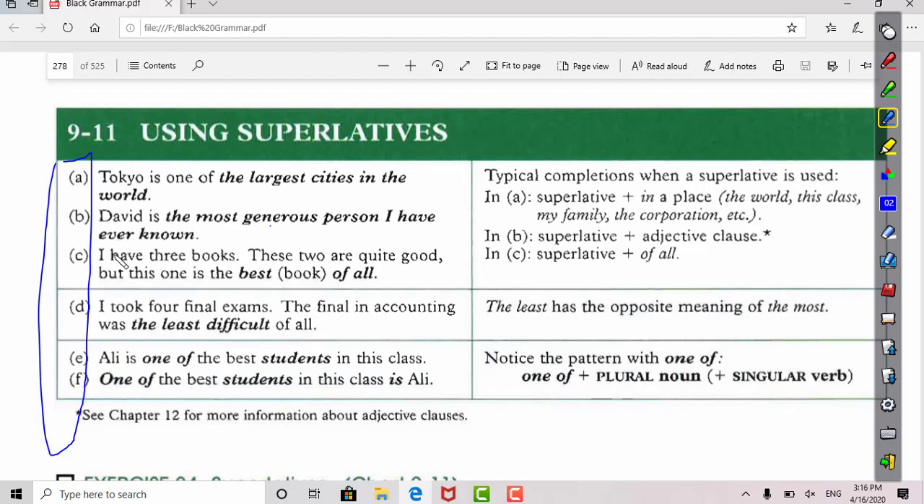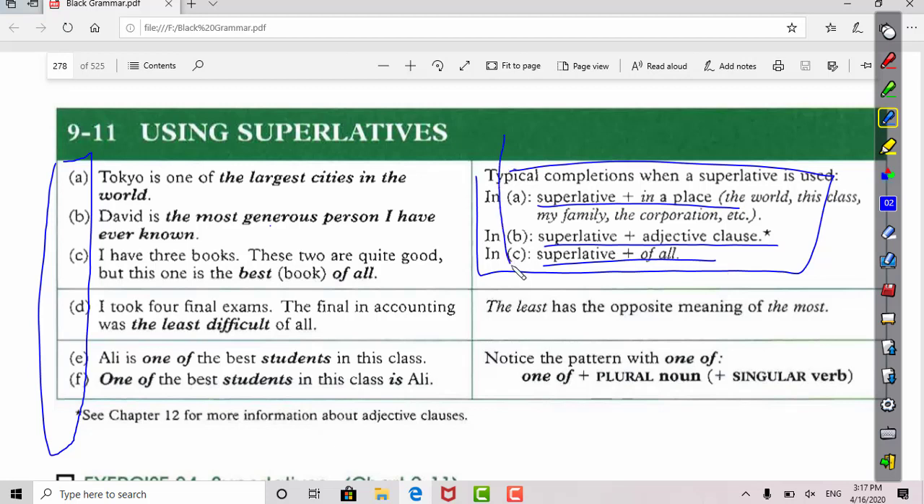Or part C here, use of all. I have three books. These two are quite good, but this one is the best of all. The best of all. So it will be superlative plus in a place, superlative plus adjective clause, and superlative plus of all. So these types of superlative, you can use in your spoken or also in your written, alright?